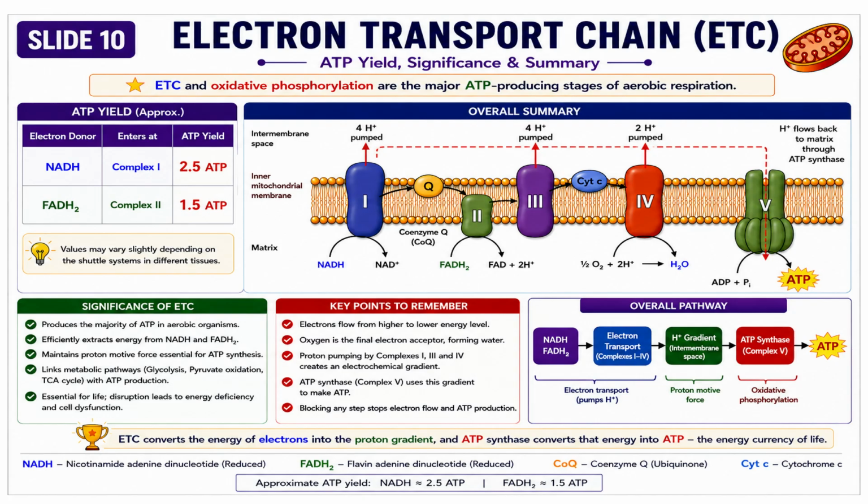Approximately 1 NADH produces 2.5 ATP, while 1 FADH₂ produces 1.5 ATP. Actual ATP yield can vary depending on cellular shuttle systems. The ETC is essential because it efficiently converts the energy stored in NADH and FADH₂ into ATP, linking glycolysis, pyruvate oxidation, and the TCA cycle with cellular energy production. Oxygen availability is essential for continuous electron flow.